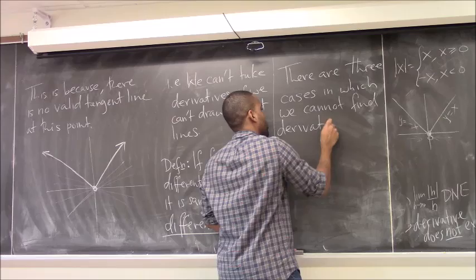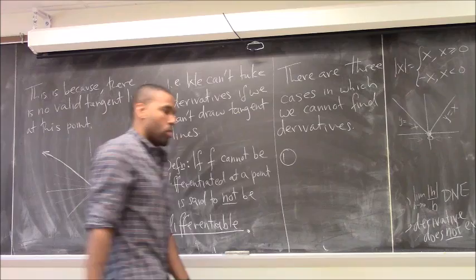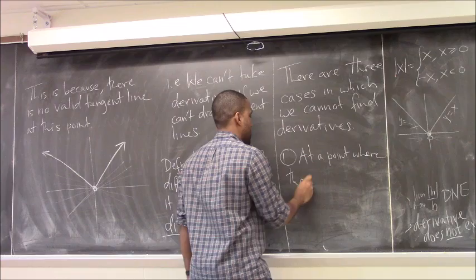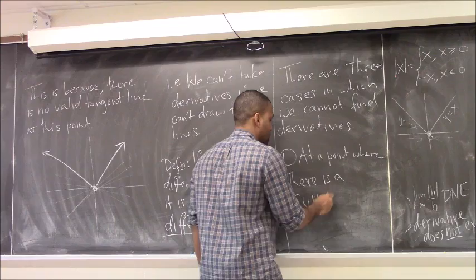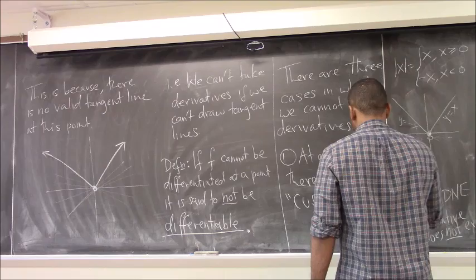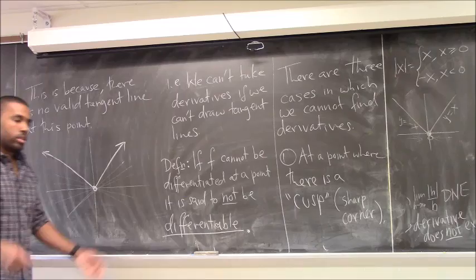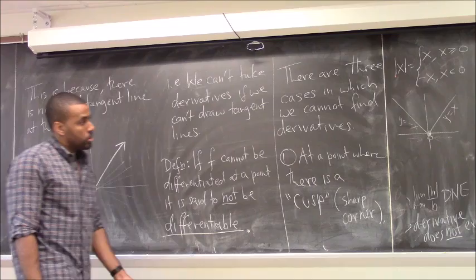First case is the case similar to absolute value of x. Sharp corners. Sharp corners are bad. You'll never be able to find a derivative at a sharp corner. The mathematical way of saying sharp corners is cusp. That's the geometrical term. Cusp just means sharp corner. There's no possible way to draw a tangent line to a sharp corner. A sharp corner is not approximately linear. If you zoom in, it doesn't look like a straight line. Therefore, no straight line can really approximate a sharp corner. So sharp corners are bad, and absolute value of x has one at x equals 0.